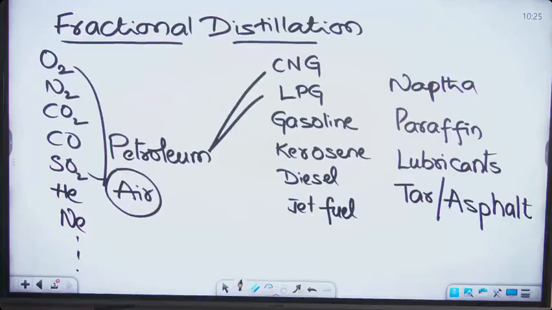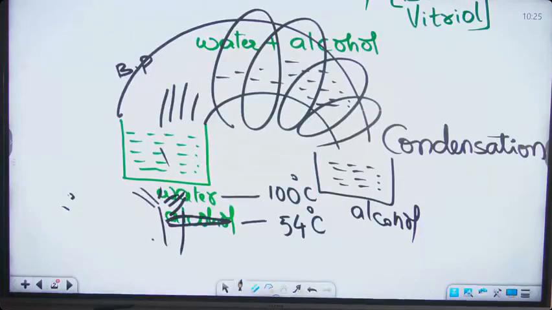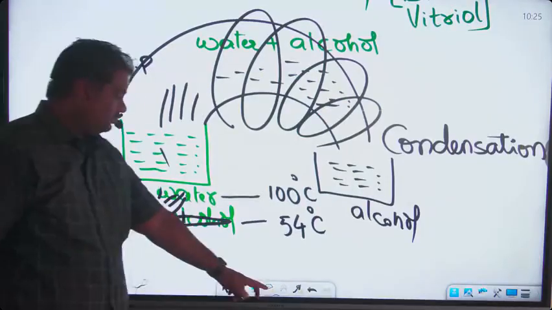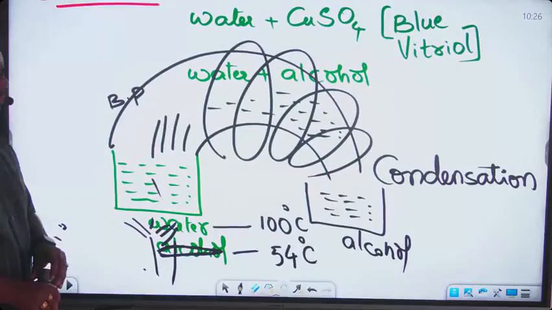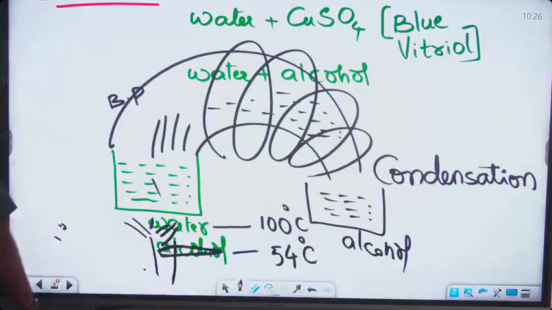Distillation. This method is applicable for any homogeneous mixture which is having only 2 components. Example, water and copper sulfate.